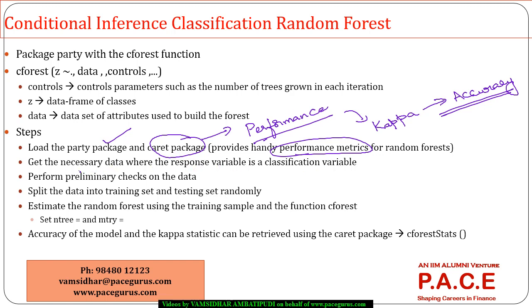So we are getting the necessary data. We have already loaded the data. We'll go ahead with that data itself. Preliminary checks are being performed because we are reusing the same data that we have used for the classification random forest from the randomForest package. Split the data into training set as well as testing set. That is also taken care of. Now we can estimate the random forest using the training sample and the cforest function. Now we are in a position to use the cforest function and go ahead in terms of building the model.